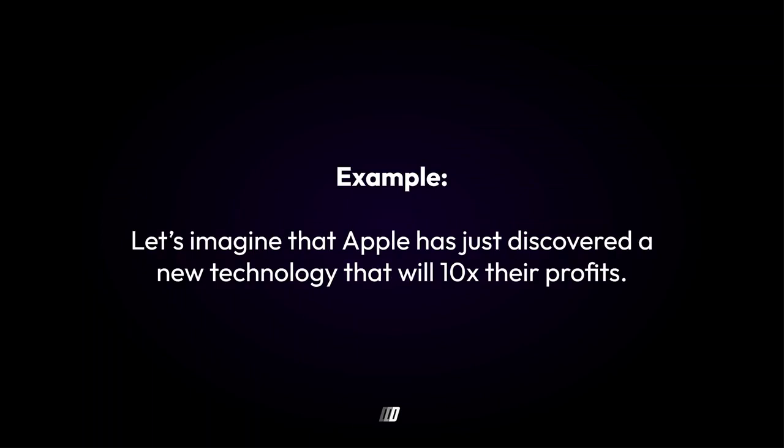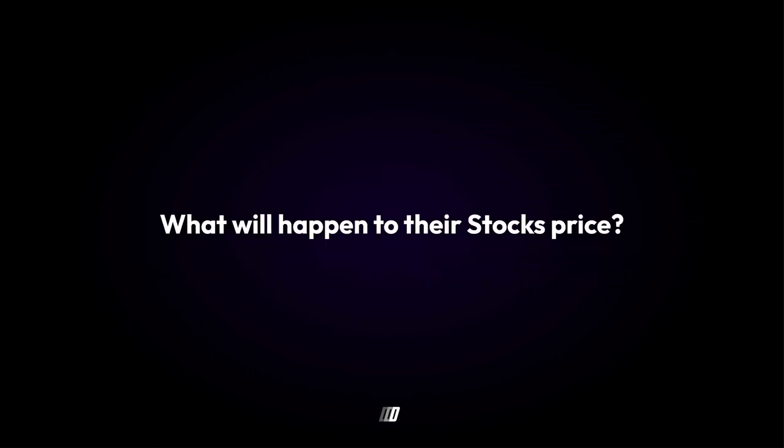Now, let's imagine, for example, that Apple has just discovered a new technology that will 10x their profits because they're going to make their iPhones finally make coffee as well. What will happen to their stock price? Well, let's pretend this is the order book of Apple stock. First of all, you're going to see fewer passive sellers, right? Because no one is really willing to sell so much now. So that also means that compared to here, it's going to be way faster for price to go up.